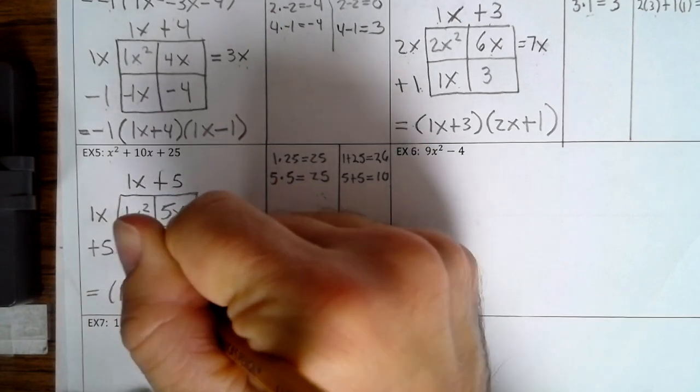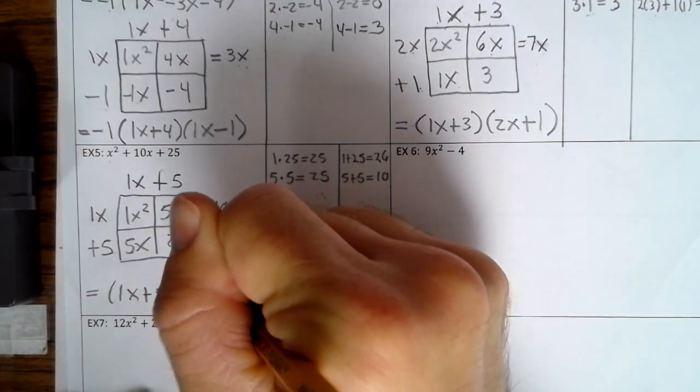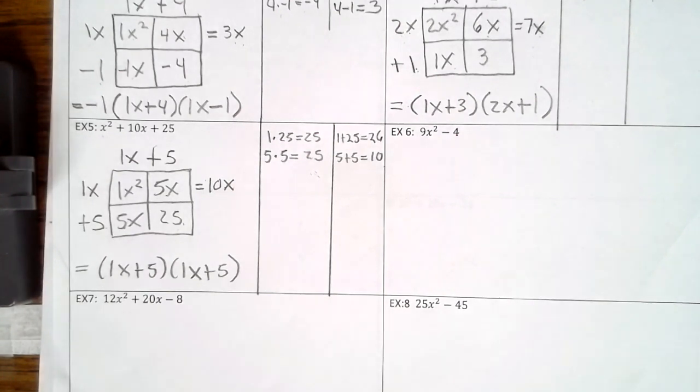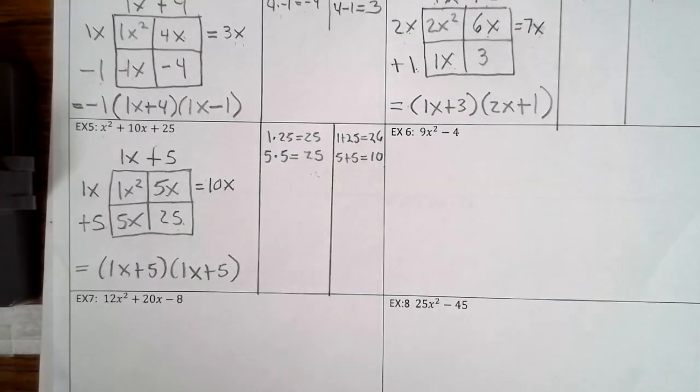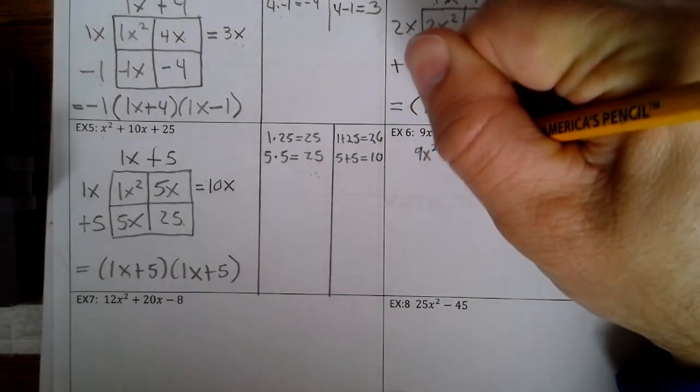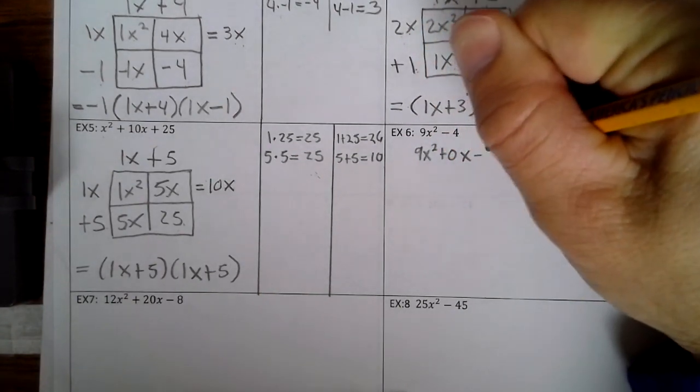All right, example 6. Now, there's no middle term, so we want to write that as 9x squared plus 0x minus 4. Okay, we want to have the x. We're going to put a 0 there. So then you draw your box.